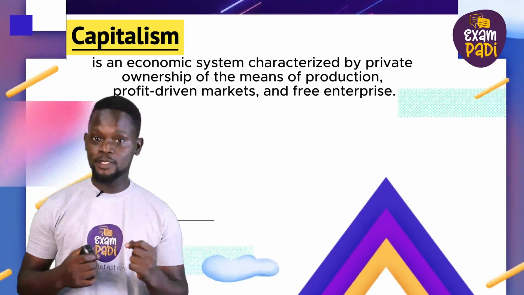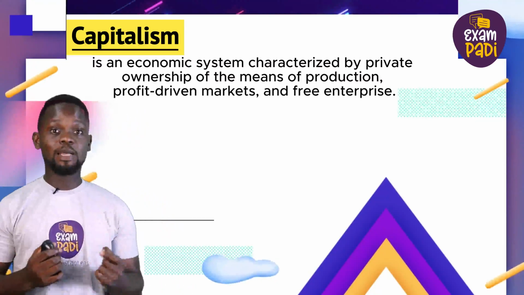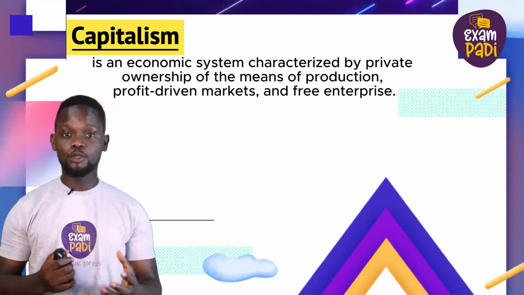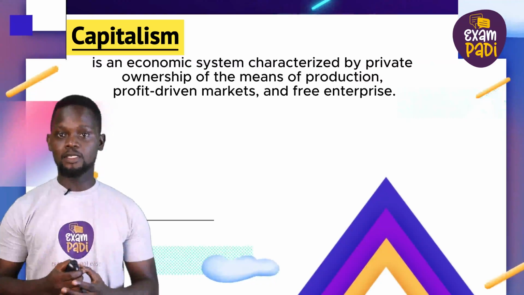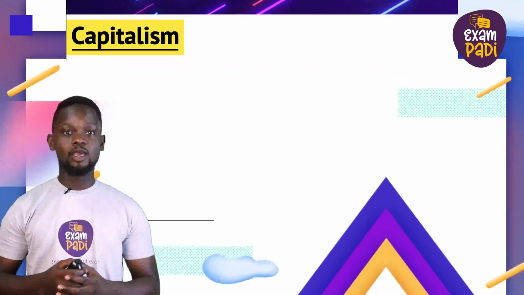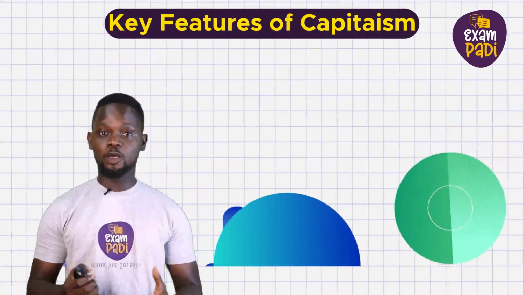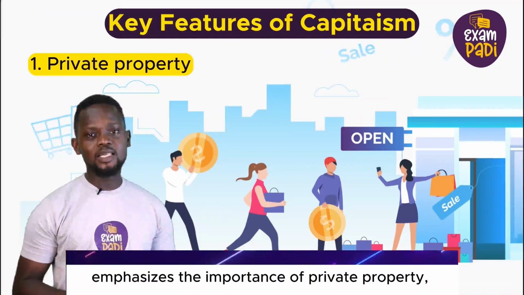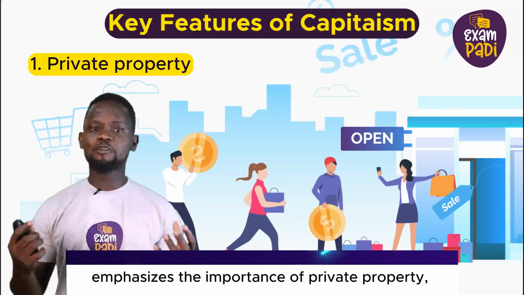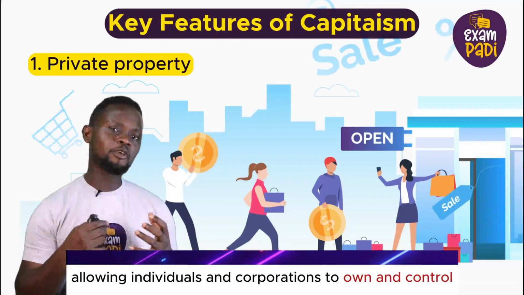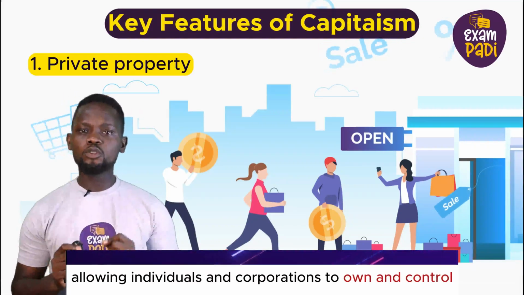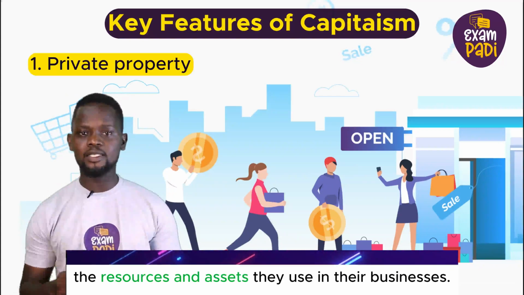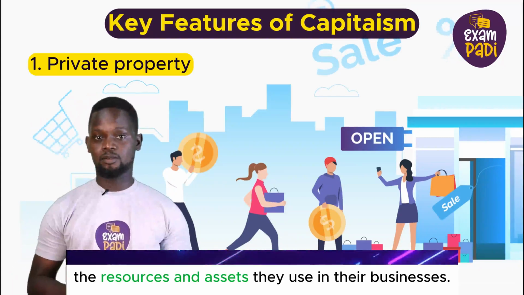Capitalism is an economic system characterized by private ownership of the means of production, profit-driven markets, and free enterprise. Here are some key features of capitalism. Number 1. Private property. Capitalism emphasizes the importance of private property, allowing individuals and corporations to own and control the resources and assets they use in their businesses.